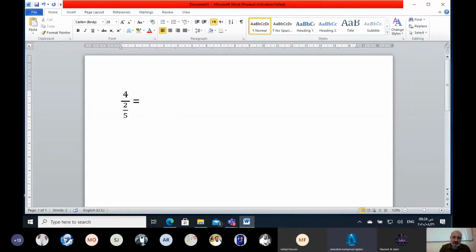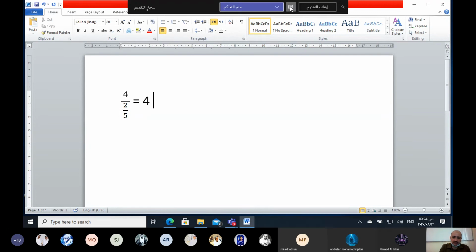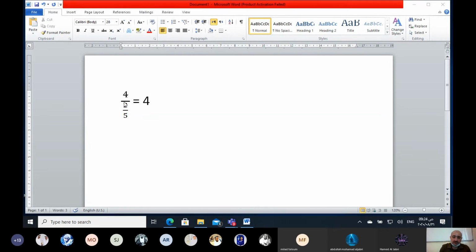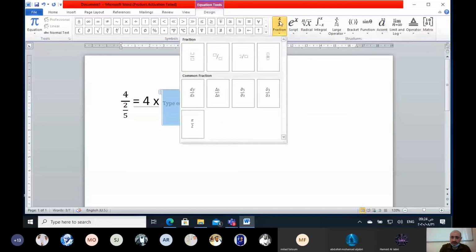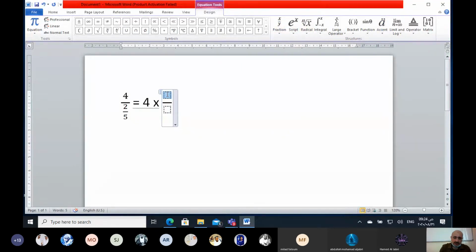Let's check together. Focus with me very well. The rule said keep the numerator, so write the same numerator. So we have here 4. Then change from divide to multiply. So multiply. Then flip. What's the meaning of flip? Switch. 5 over 2. So here 5 and here 2.